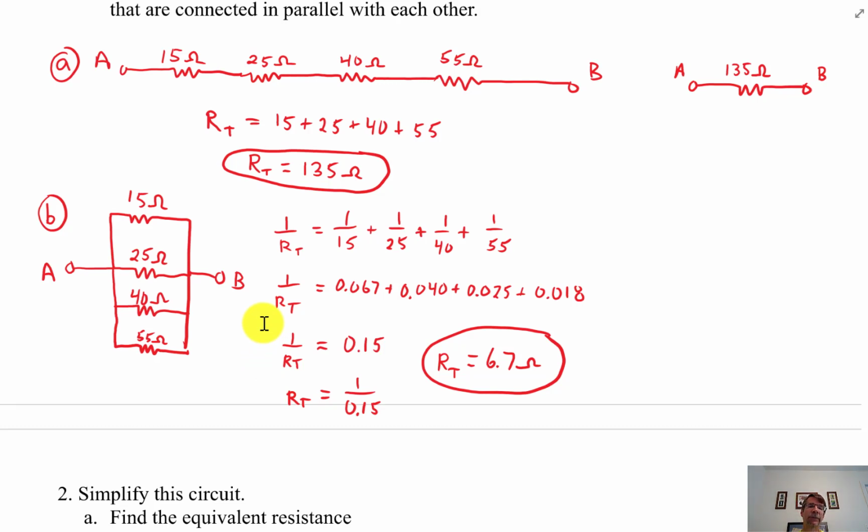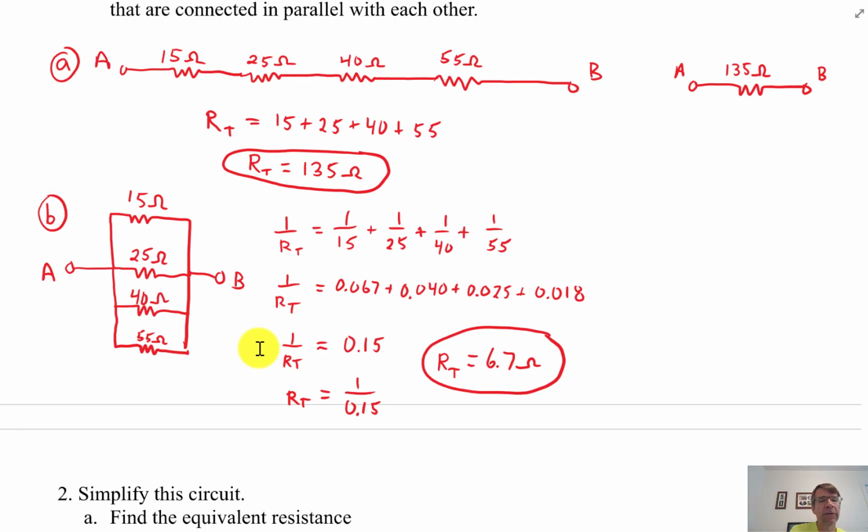Turn this all into decimals, like 1 over 15 is 0.067, 1 over 25 is 0.040, 1 over 40 is 0.025, and 1 over 55 is 0.018. Add those 4 decimal numbers together and you get 0.150. So if 1 over R total equals 0.15, now one of the common mistakes is some people will think that's the final answer, 0.15. No, that's 1 over. That's the inverse of the resistance. So if 1 over the total resistance is 0.15, that means the total resistance is 1 over 0.15. You switch those two around, or you take the reciprocal of both. So the total combined resistance here is 6.7 ohms.